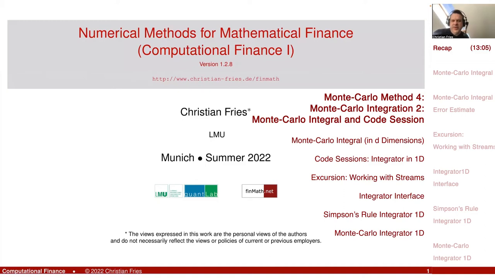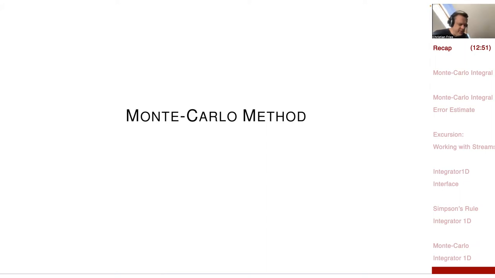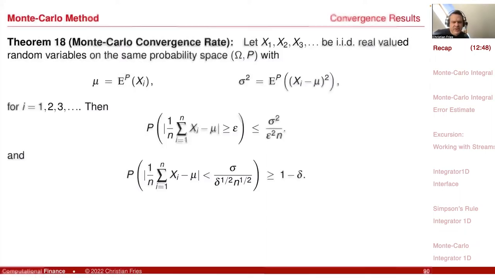So welcome to Numerical Methods for Mathematical Finance, and we continue in our session on the Monte Carlo method. We already have a very nice intuition for the Monte Carlo method, and maybe the most important result was our Monte Carlo convergence rate. We have a sequence of IID random variables, real valued, and we would like to approximate the expectation of X1, since they all have the same distribution. We approximate that by this running sum. So we approximate the space average by the time average.